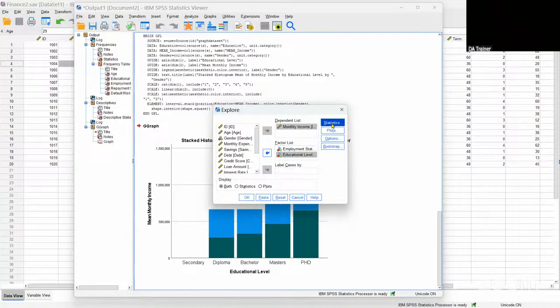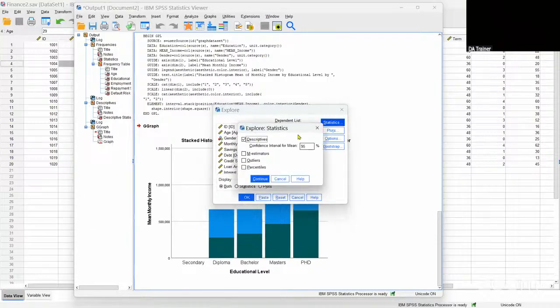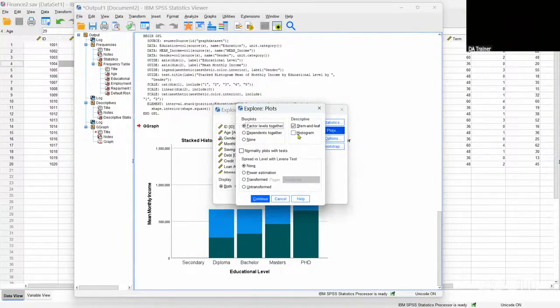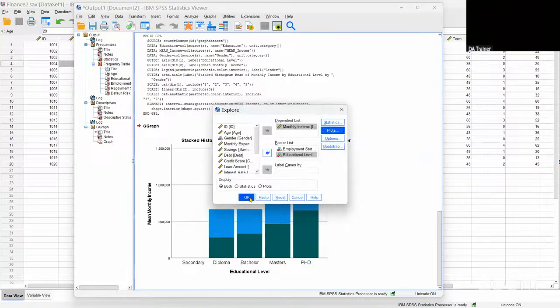Now you can actually do your statistics, but we'll just keep it at descriptive by clicking on Statistics. Then we just keep it at descriptive, but let's look at some plots. Keep the plot on normality with histogram. Click normality, then click Continue, and click OK.